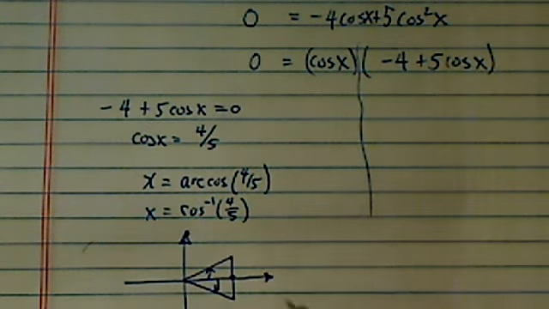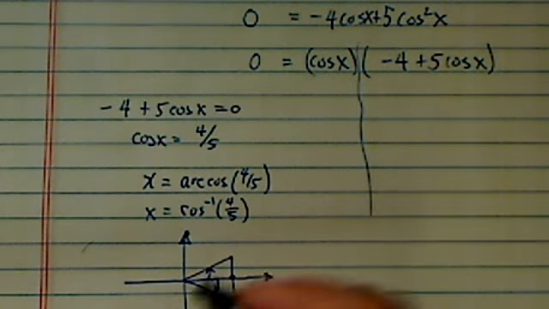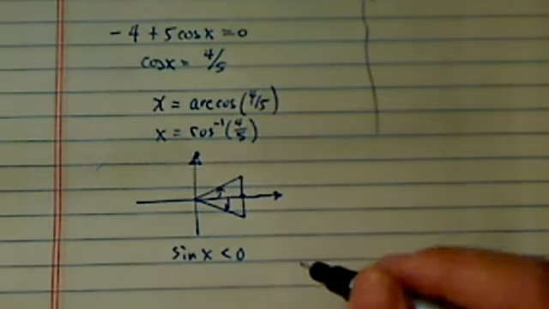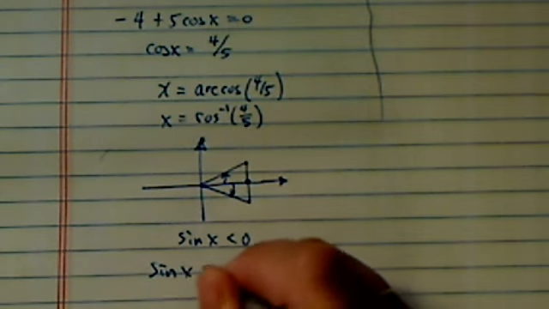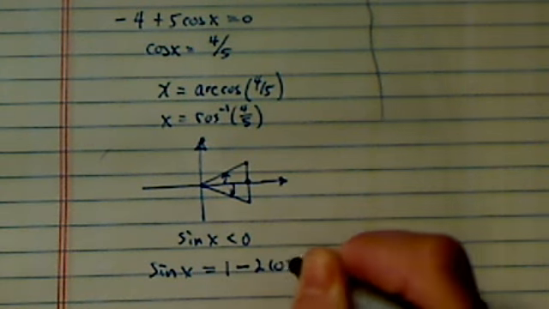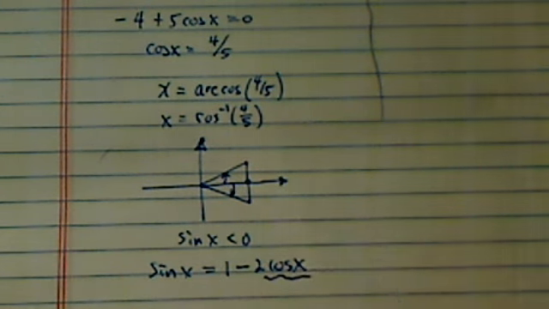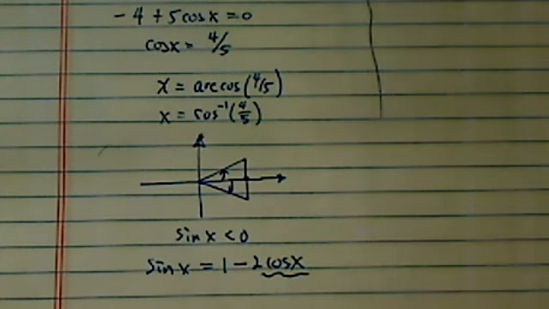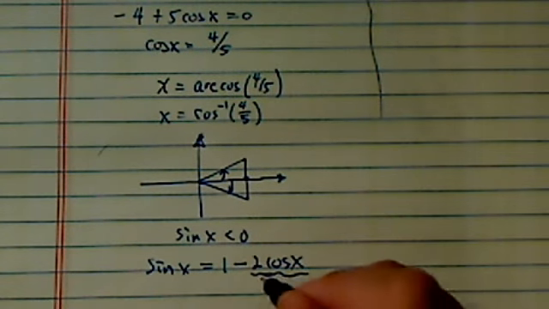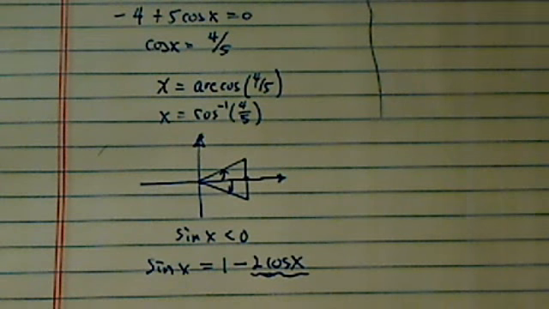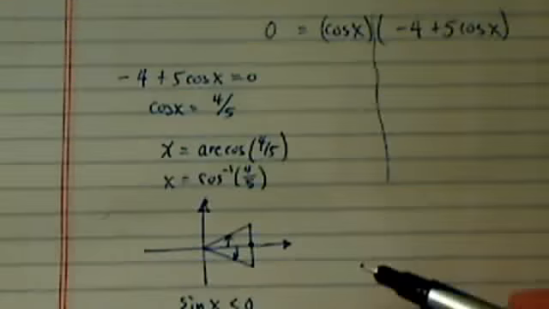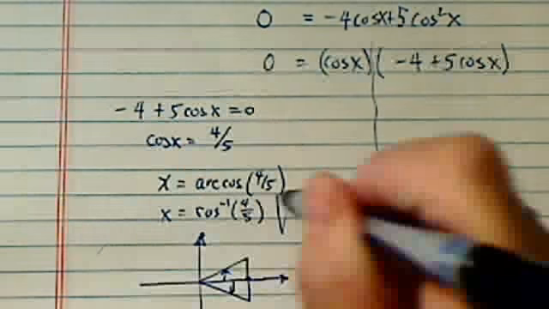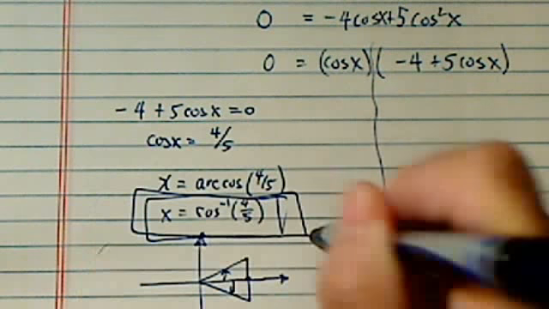Now sine, if you had to use sine for this one, would actually be less than 0. The reason I know that is our original equation said sine x is equal to 1 minus twice cosine x. Sine is bounded by plus minus 1, so this term will always be bigger than 1. But since we're not using sine over here, our solution can be limited to right over here. So this is our solution here.